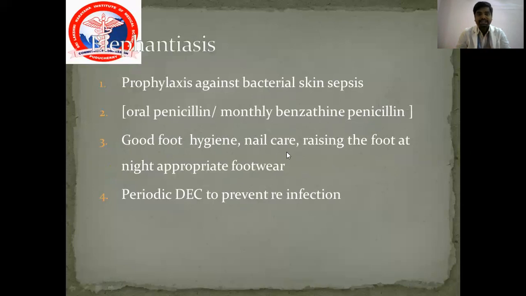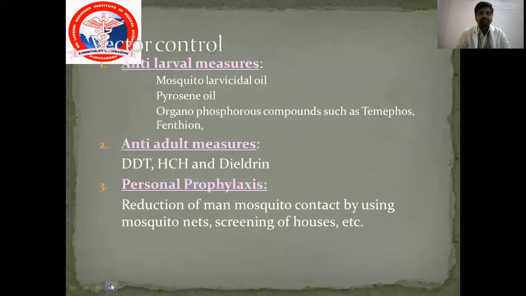Good foot hygiene, raising the foot at night, and appropriate footwear. Periodic DEC to prevent reinfection.